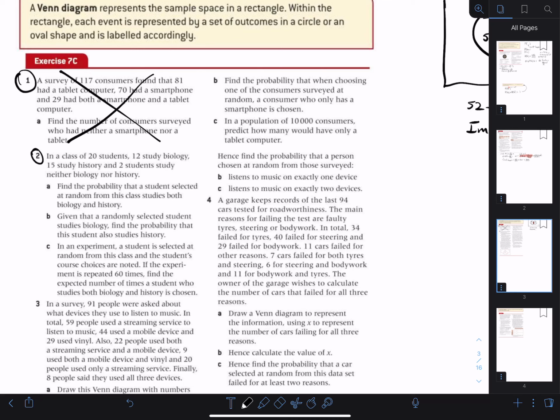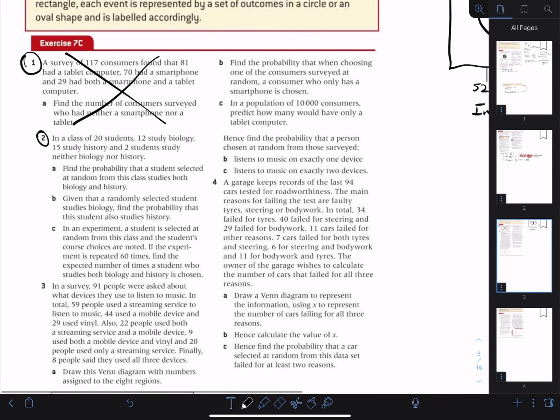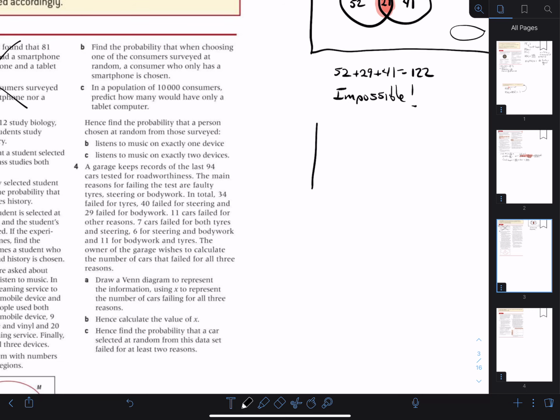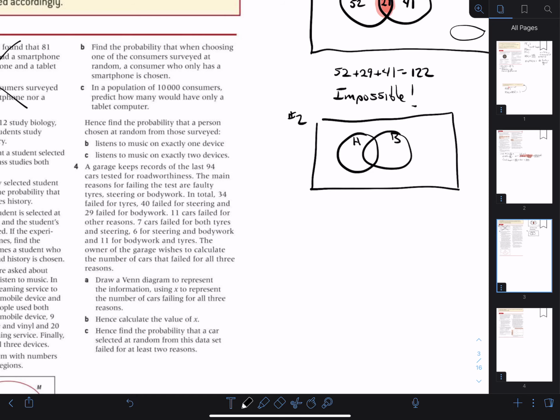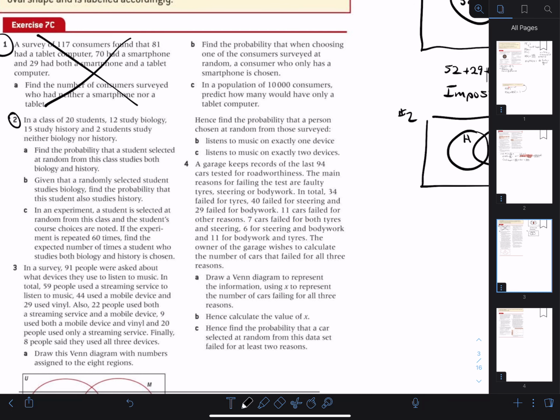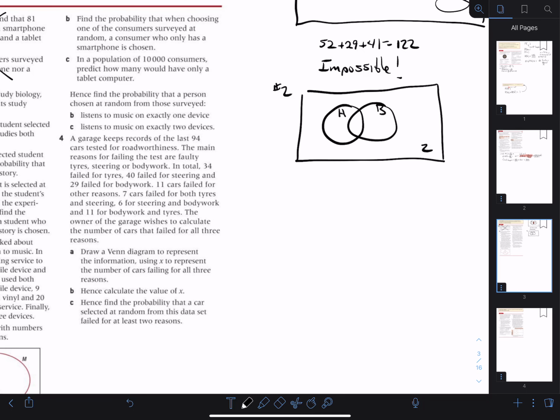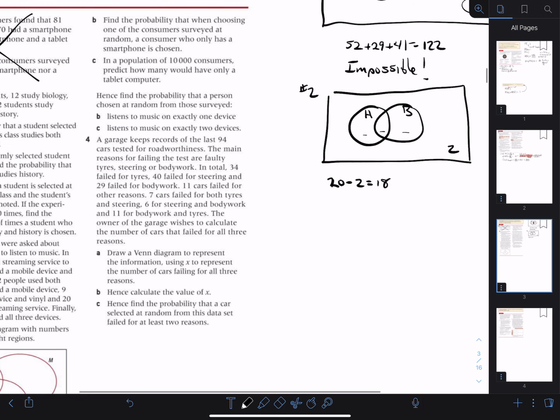This one looks longer. In a class of 20 students, 12 study biology, 15 study history, and 2 students study neither biology nor history. Okay, let's see here. This is number 2. History, biology, and then they do say, I don't know how many have both, but I do know that 2 students study neither. Very wise people. So 2 go here because they're not inside of H or B. That leaves me with 18. So the 3 spots inside, this one, this one and the overlap, have to add up to 18.